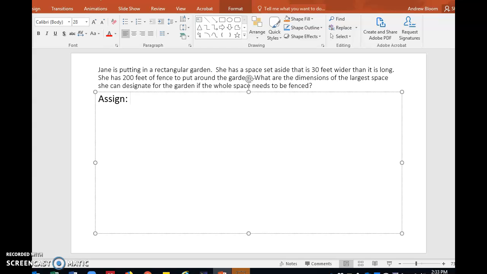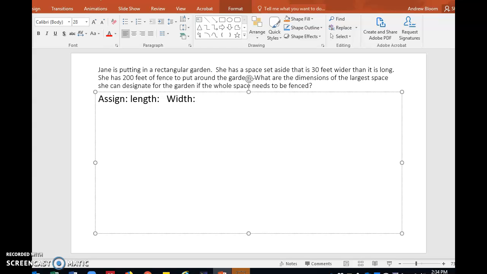As we look at this problem, Jane has a rectangular garden. She's got space for width and length. She has 200 total feet of fence. What are the dimensions of the largest space she can designate? Okay, so we know we have a rectangle, and we're looking for dimensions. The dimensions of a rectangle means that we need to have a definition for length, and we need to have a definition for width.